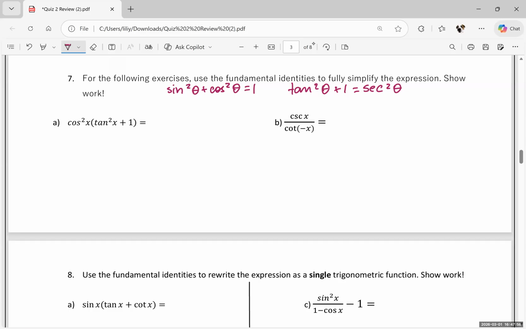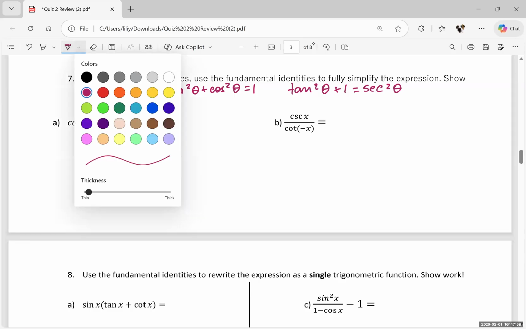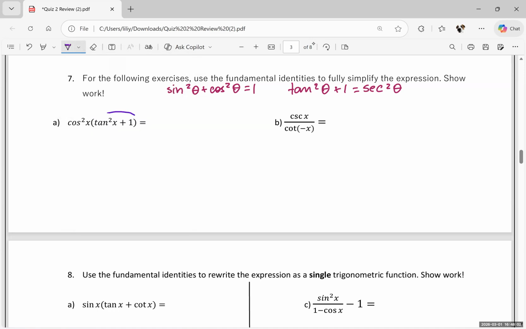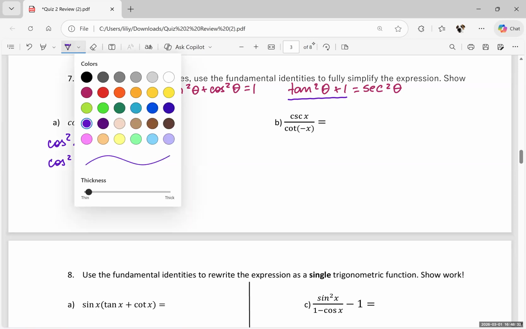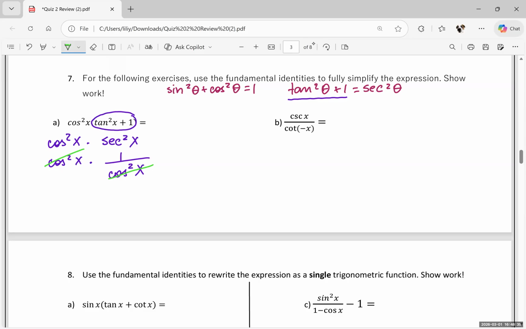Okay, on the first one, if you notice that this is this, then this becomes very easy. Look, cosine squared x times secant squared x. Now, cosine squared is still there, times secant is 1 over cosine. But I had secant squared, so this is 1 over cosine squared. And then cosine squared x on the top and cosine squared x on the bottom just reduce. So this is just 1.